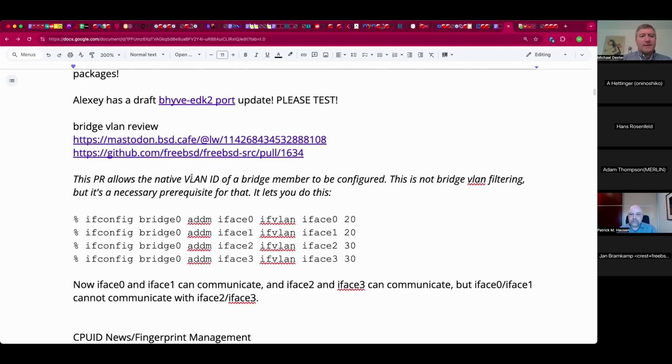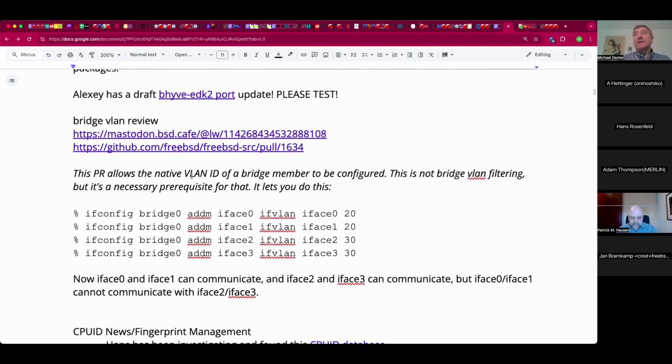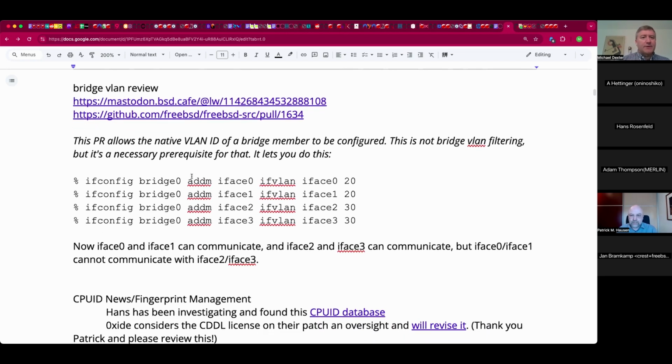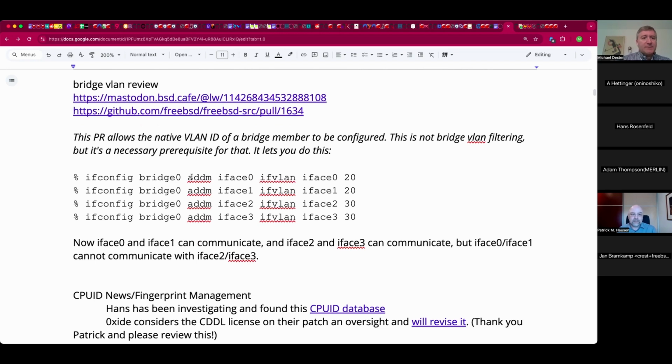So Alexey still has a draft EDK2 update. Please, everyone test that. It's pretty exciting. It works. It has a bhyve logo. This showed up this week.